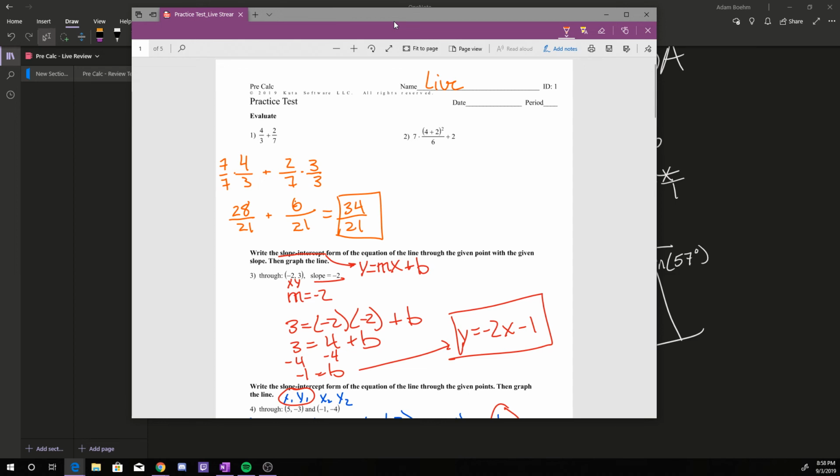Number 2 is all order of operations. So the first thing you have to do is parentheses. So 4 plus 2, that's 6. Everything else stays the same. Then you have to deal with the parentheses. So you have 7 times 36 over 6 plus 2.